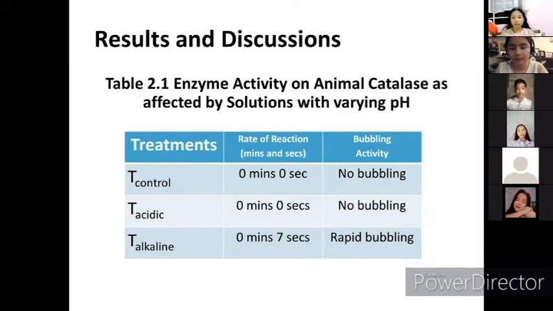According to literature, acidic solution damages or disables protein molecules, and catalase has a specific range of pH where it can function, which is 7 to 11. Therefore, the catalase of the liver is denatured by the acidic solution. However, alkaline solution didn't do anything to the catalase and it works perfectly with it. Next slide, please.